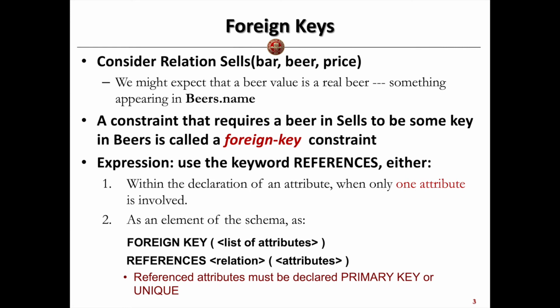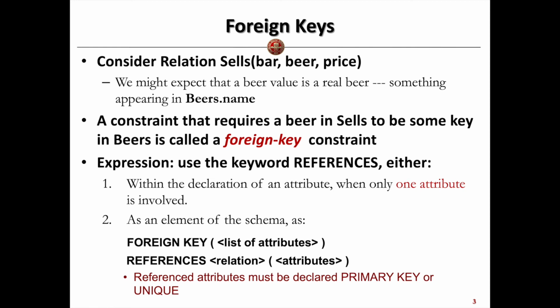When we write the foreign key in SQL, we need to use this keyword in the expression. So we need to use these references as the expression keyword. And we can use these references either within the declaration of the attribute, where only one attribute is involved, or we can use it as an element of the schema. So we can provide you with an example.